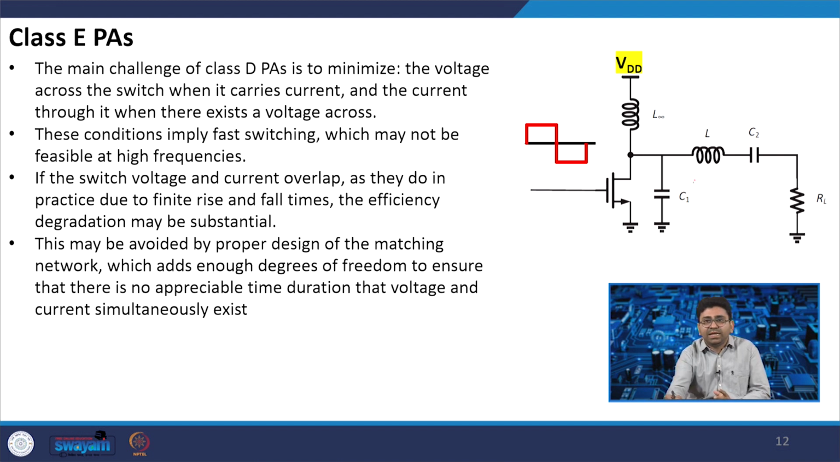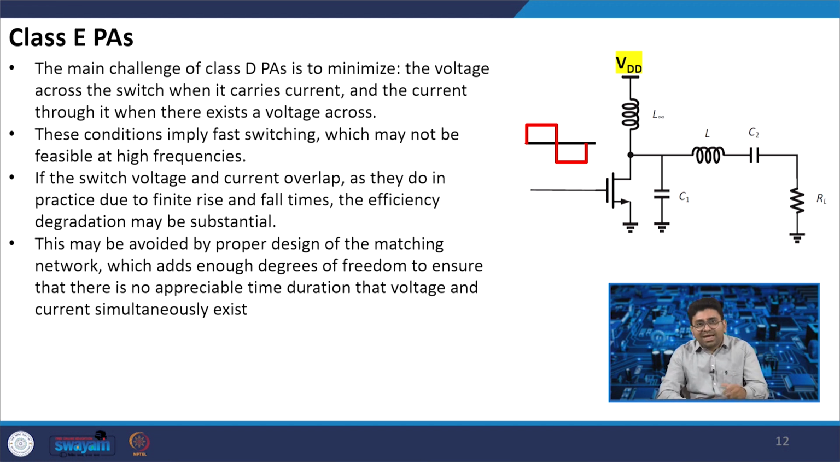So we need to design the matching network properly, which adds enough degrees of freedom to ensure that there is no appreciable time duration in which voltage and current simultaneously exist. That is the way we can improve the efficiency.